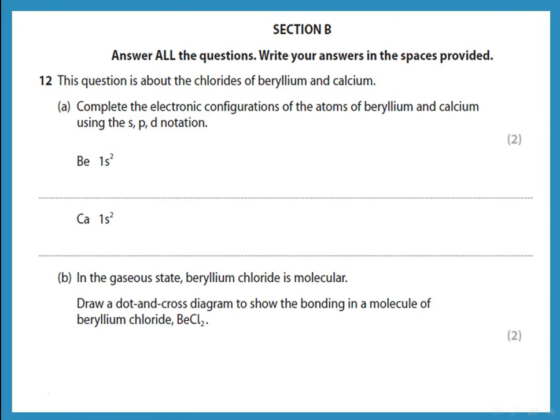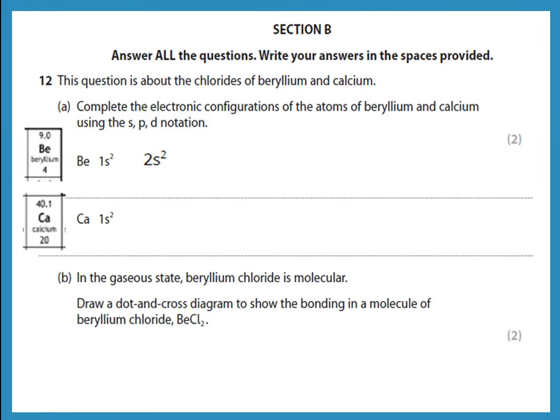Okay, the next part, section B, is a part where you have short answers. So the first question says, complete the electronic configurations of the atoms of beryllium and calcium using the SPD notation. So beryllium, the first thing I do is look at the periodic table to find out how many electrons beryllium has. The number of electrons, of course, is the smaller number, the atomic number. So beryllium has a total of 4 electrons. Now, if I put 2 in the 1s, then the other will have 2 in the 2s. So that is the electronic configuration of beryllium.